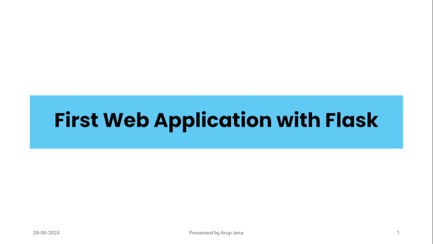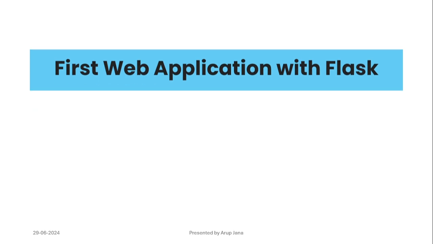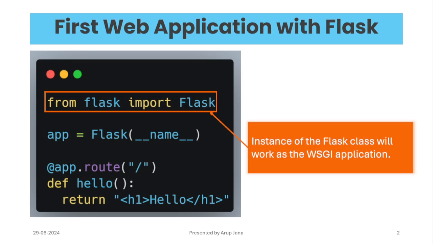Now, coming back to how we can create our first Flask web application, I have already written the whole code here. I will tell you step by step what we are doing. First, we are importing the Flask class from the Flask library. The first line is just doing that. The Flask class is the most important thing throughout the web application, because it is used to create an instance which will work as the server.